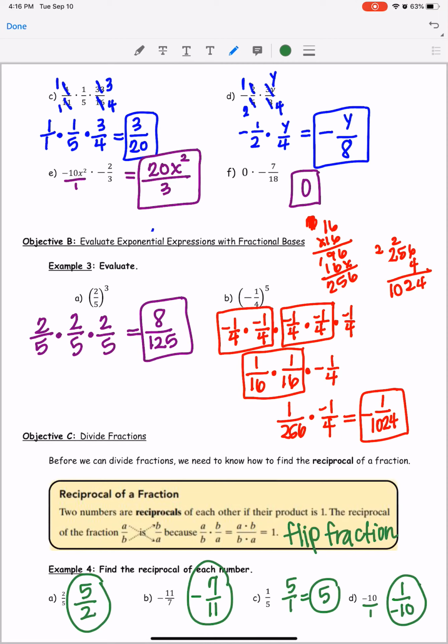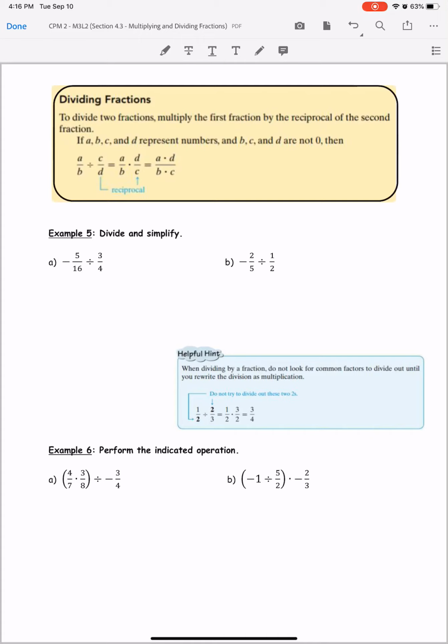Okay, and remember that negative, it doesn't matter where it goes. So I'm choosing it to go in the bottom. It can go in the top. It can be neutral. Okay, it can be more neutral like this one is here. So when you find the reciprocal, all you are doing is flipping the fraction. This is going to help us on the next page when we are dividing.